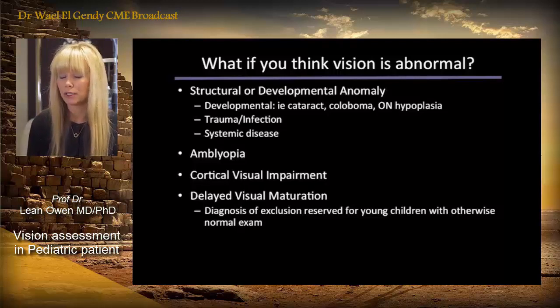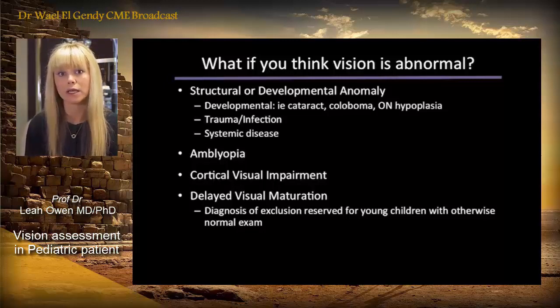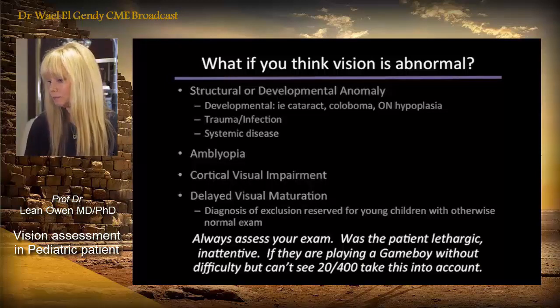exclusion. It certainly is an entity that we see where children just develop their ability for vision at a slower pace than others, similar to other developmental delays. But you only make this diagnosis after you've ruled out every organic cause of vision loss.